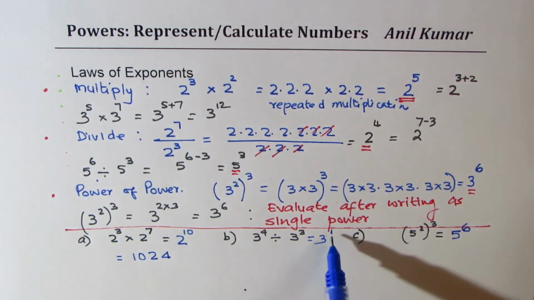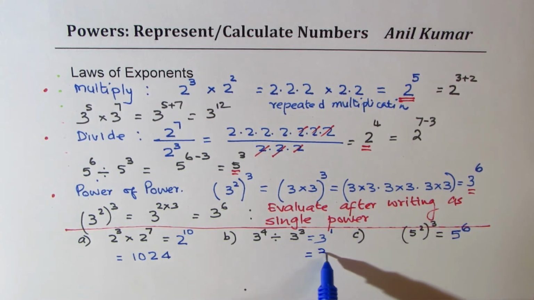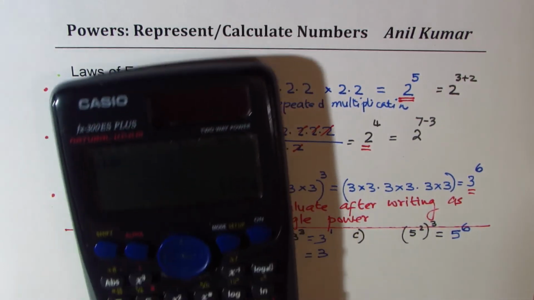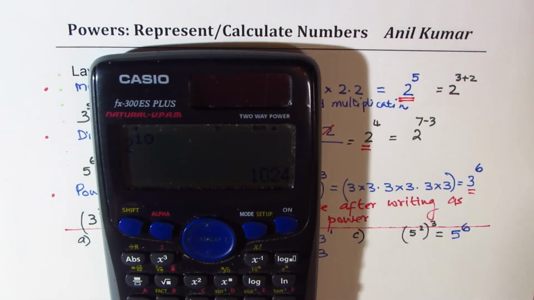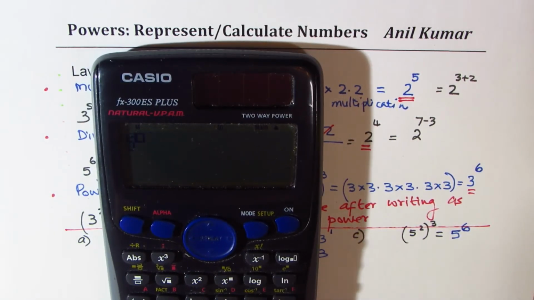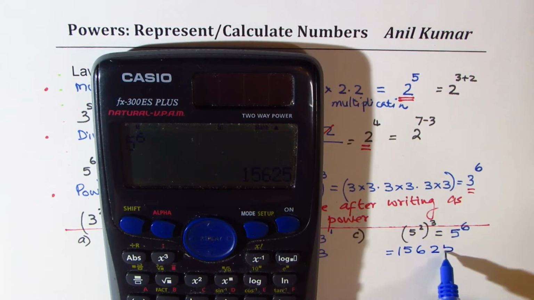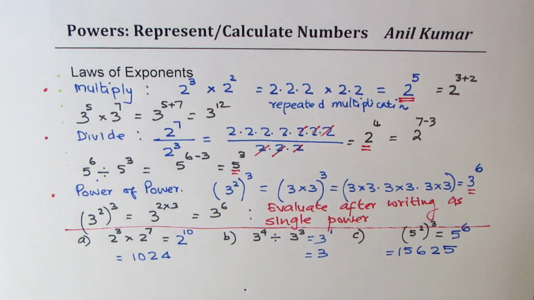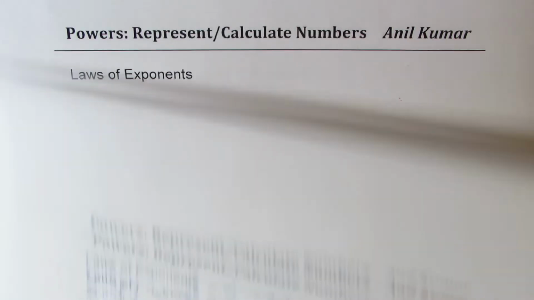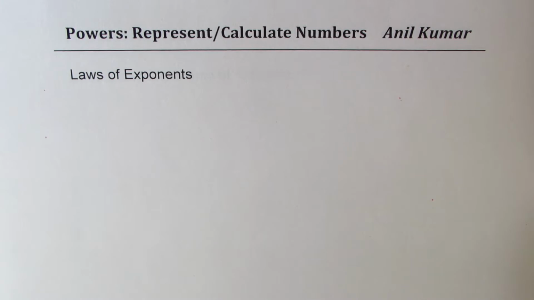Now anything to the power of 1 is the number itself. So I'm writing the direct answer as 3. But we'll move on to 5 to the power of 6. 5 to the power of 6 is equal to a very big number, which is 15625. So now you also learn how to use a calculator to calculate the answer for such big numbers. Now let's move on and learn about more laws of exponents.